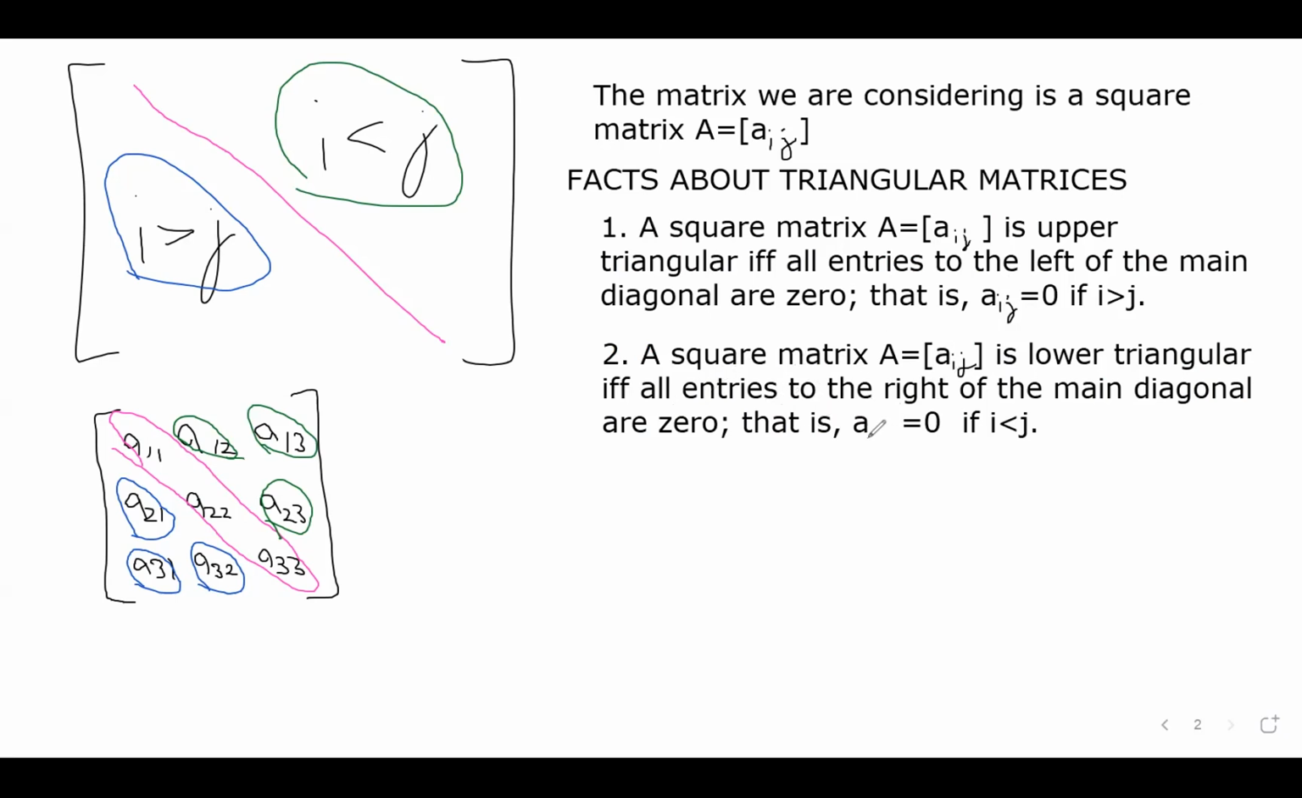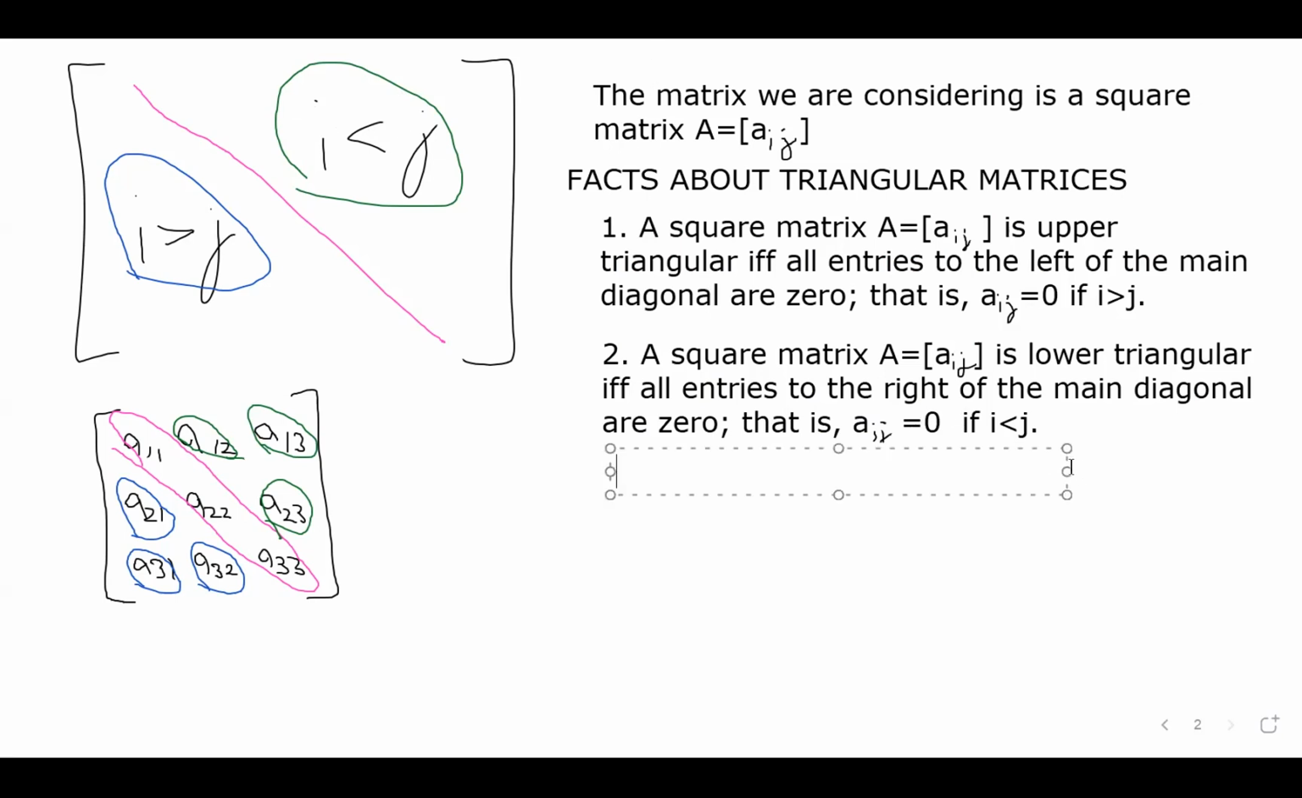That is, a sub ij is equal to 0 if i is less than j. So see the green, right? The green entries here are all the entries in which i is less than j. And so if all those entries are 0, that means it is lower triangular. It's just writing it a different way, the same definition. So you can approach the problem of finding whether or not a matrix is upper or lower triangular in different ways. This way is using these entries, right?